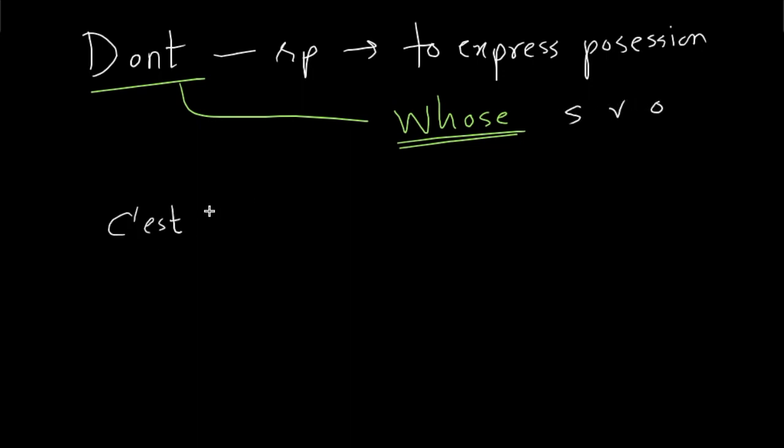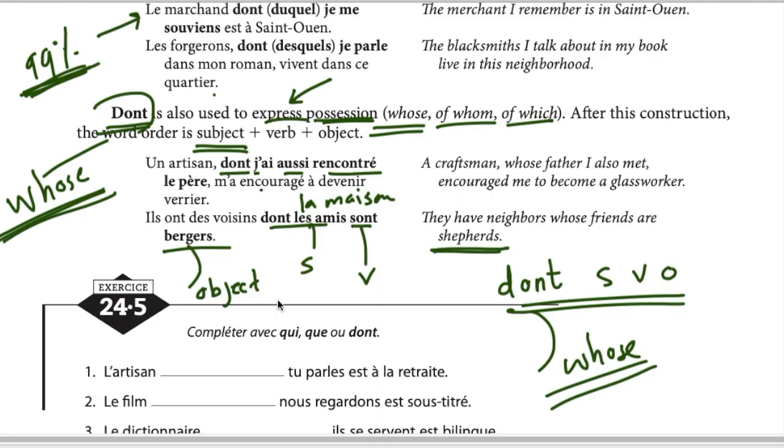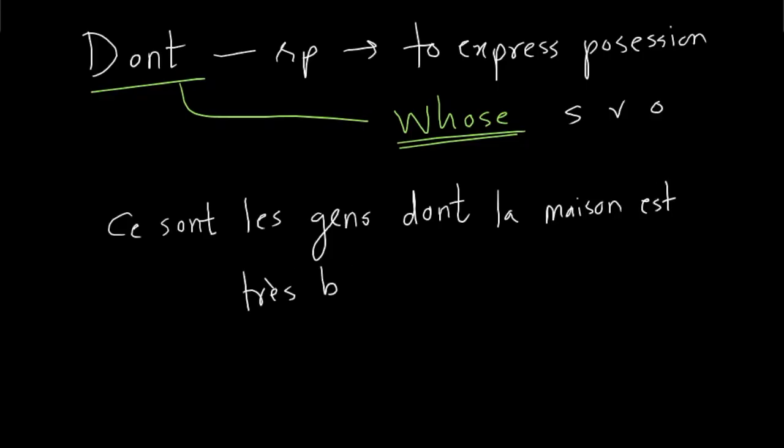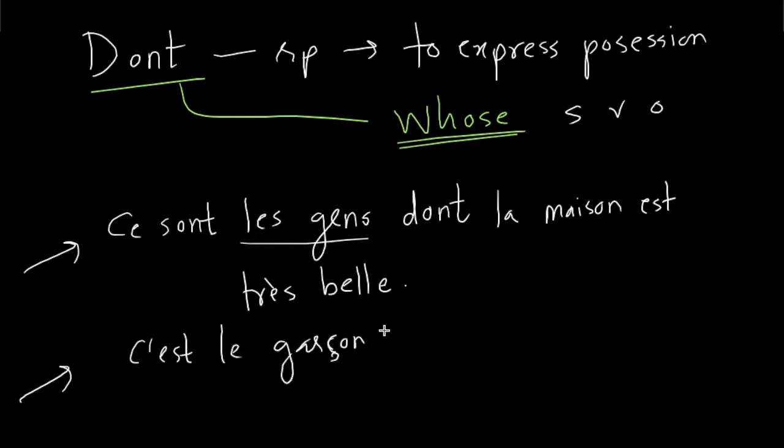Say les gens. This is plural, right? So you will say ce sont les gens dont la maison était belle. These are the people whose house was very beautiful. C'est le garçon dont la mère est malade.